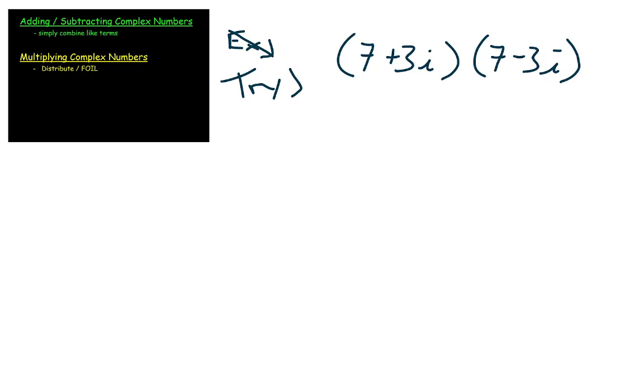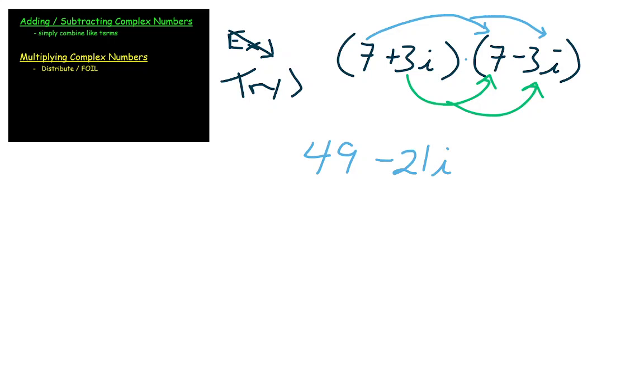You want to try one? See if you guys can simplify 7 plus 3i times 7 minus 3i. This would be a good example of a FOIL method, meaning that we're going to multiply 7 times 7, as well as 7 times -3i. And then you're going to multiply 3i times 7, and 3i times -3i. 7 times 7, of course, is 49. 7 times negative 3i is negative 21i.